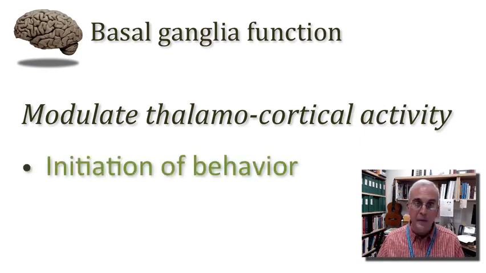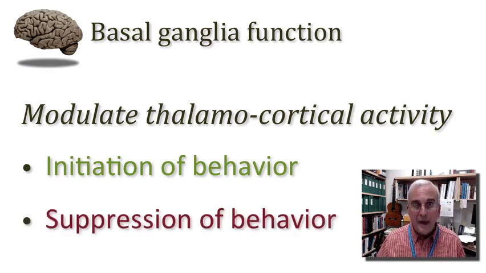So they play an important role in the initiation of voluntary movement, the initiation of behavior, and the suppression of behavior. That is, the suppression of movements that are inappropriate or unwanted. So keep these concepts in mind as we work through this tutorial. The basal ganglia are involved in the initiation of movement and the suppression of movement. And we'll look at the details of how that happens.